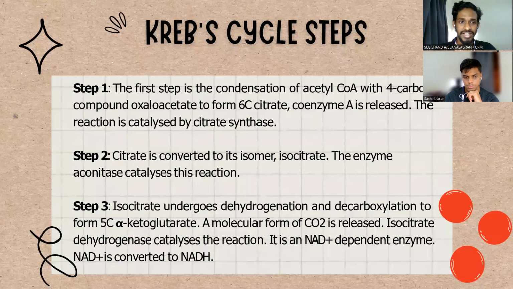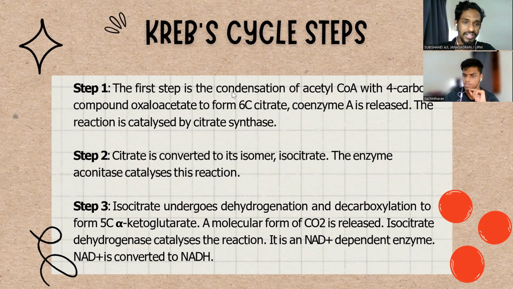So let's look at the first step. The first step is the condensation of acetyl-CoA with a 4-carbon compound, oxaloacetate, to form a 6-carbon citrate. Coenzyme A is released. The reaction is catalyzed by citrate synthase. For the second step, the citrate is converted to its isomer, isocitrate. The enzyme involved in this reaction is aconitase.